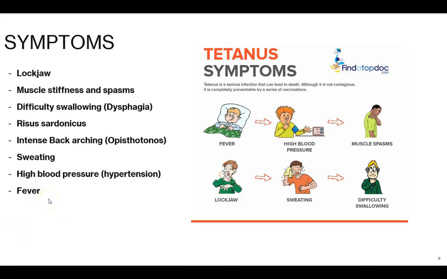Patients may also experience fever, excessive sweating, a rapid heart rate, and high blood pressure because tetanus can interfere with the autonomic nervous system, which controls the automatic body functions like heart rate, blood pressure, and sweating.